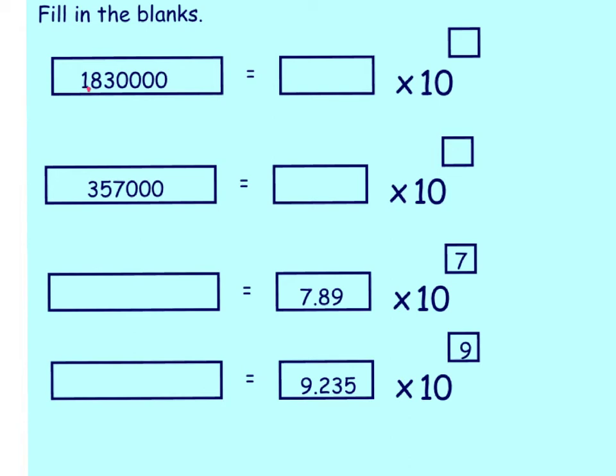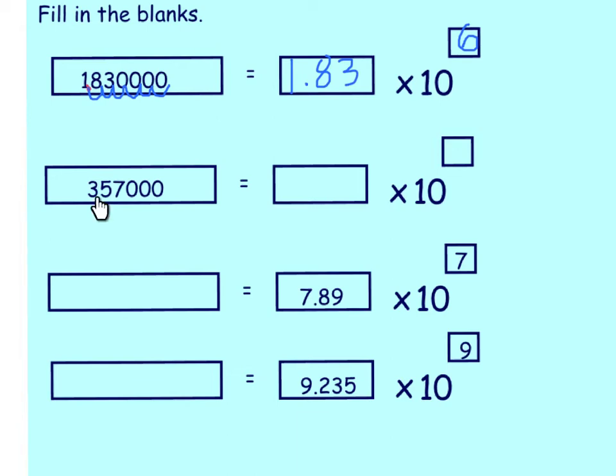Follow the steps. Put your decimal here and count. 1, 2, 3, 4, 5, 6. So that we know this will be 6 and this will be 1.83. Perfect. Feel free to pause and do it yourself.